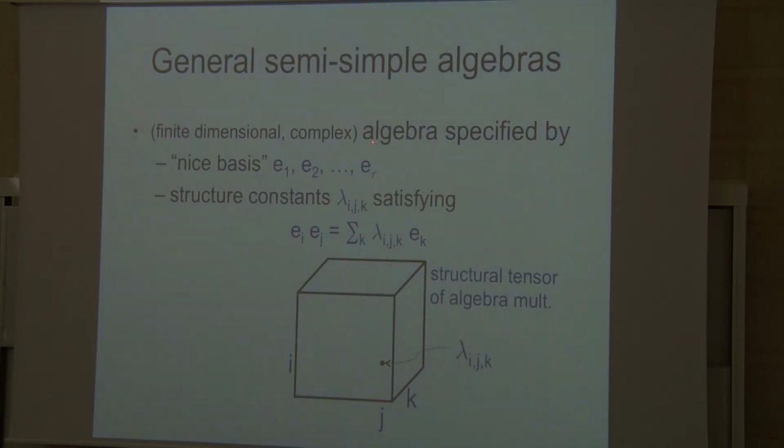So again, in general, if you have an algebra specified by a nice basis, which is E1 through ER, and the algebra is given by these structure constants, they tell you, when you multiply two basis elements, which particular linear combination of the other basis elements you get.